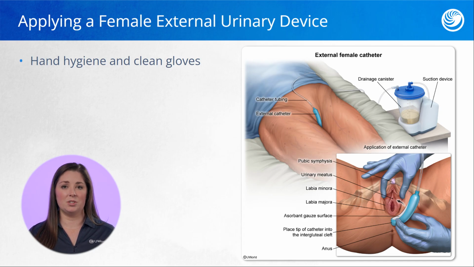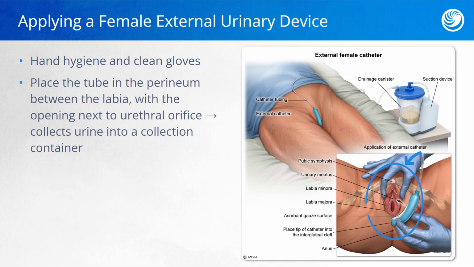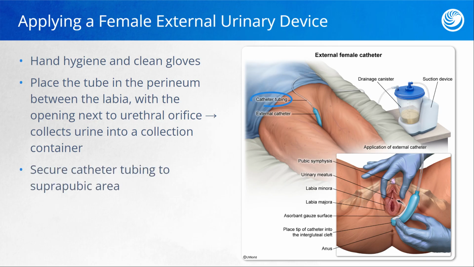As you can see in the image to the right, the nurse first needs to separate the labia with the non-dominant hand and then apply the external urinary device to the perineum with the opening of the device at the opening of the urethral orifice. This way, once the urinary device is applied correctly, it may then start collecting urine into a collection container. Remember, this is done by applying the continuous low-pressure wall suction. The nurse will then secure the catheter tubing to the suprapubic area.